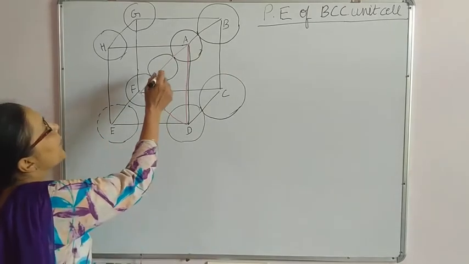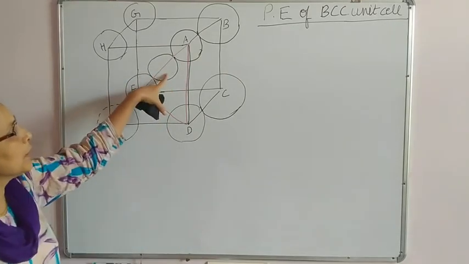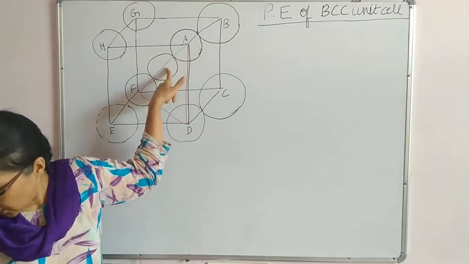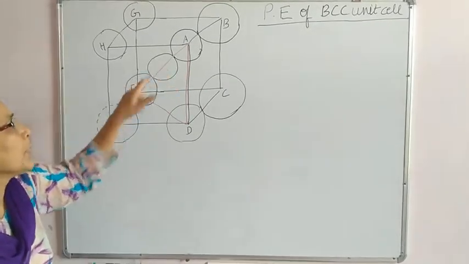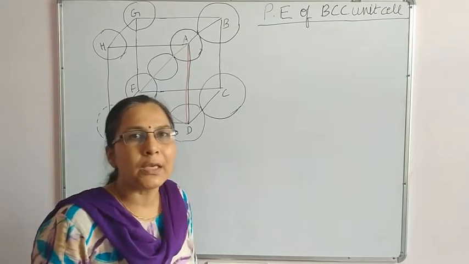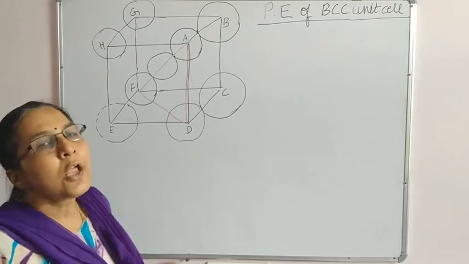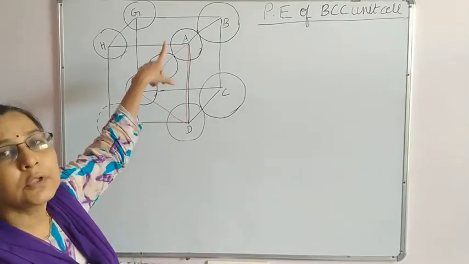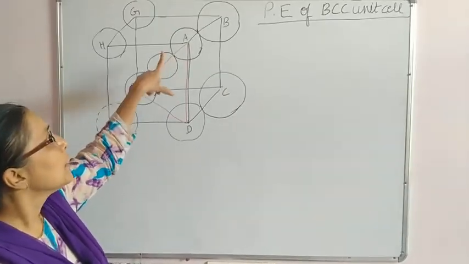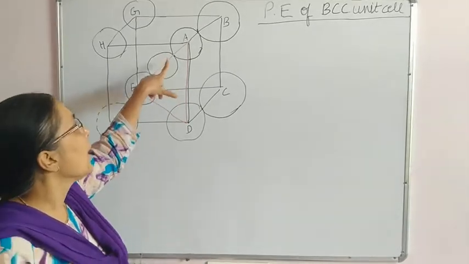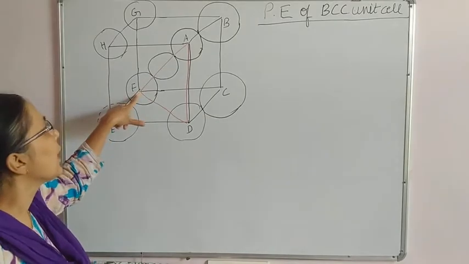Now at the body center of this structure, one more atom is present in the body. To determine packing efficiency, we have to select the diagonal, the line in which this center atom is coming. Here I have selected the AF diagonal.